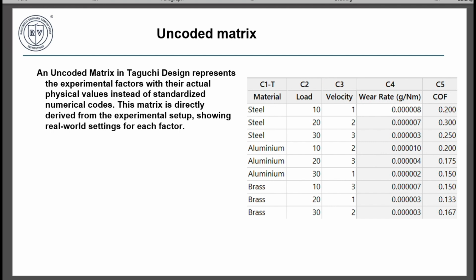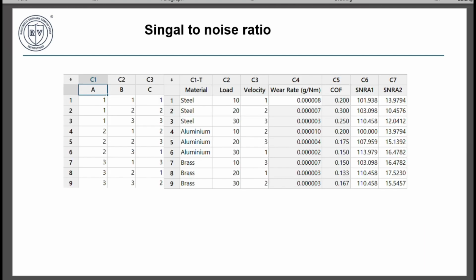Now there's also the uncoded matrix with responses to be measured here. In an uncoded matrix, the design represents the experimental factors with their actual physical values instead of standardized numerical codes. This matrix is directly derived from the experimental setup, showing real world settings for each factor. Now this is the finally completed table where signal to noise ratio is also calculated using the smaller-the-better formula.